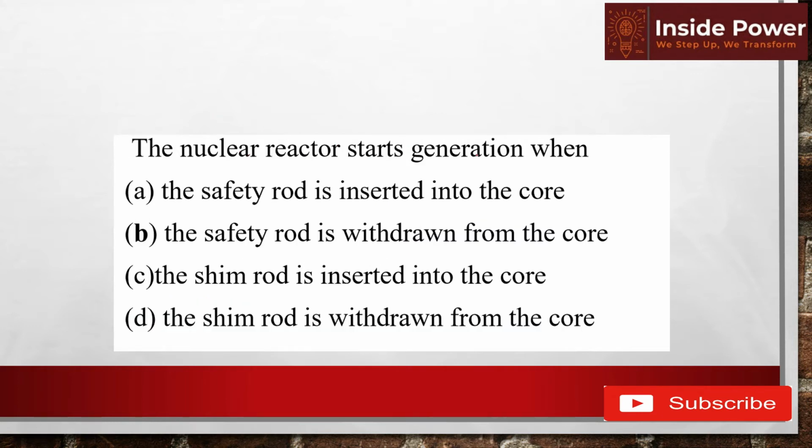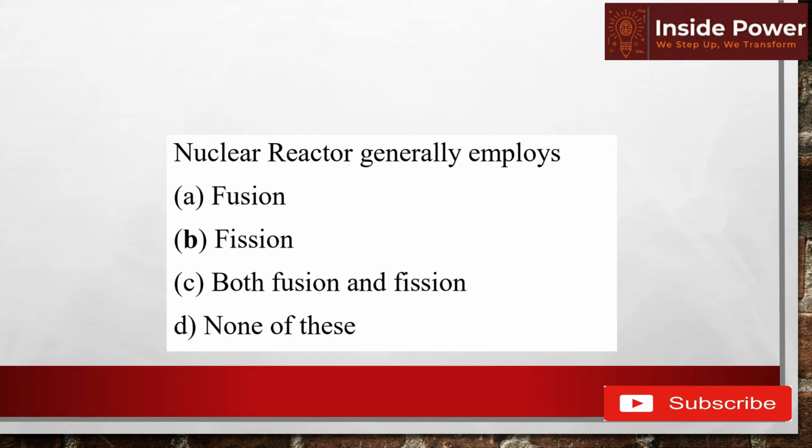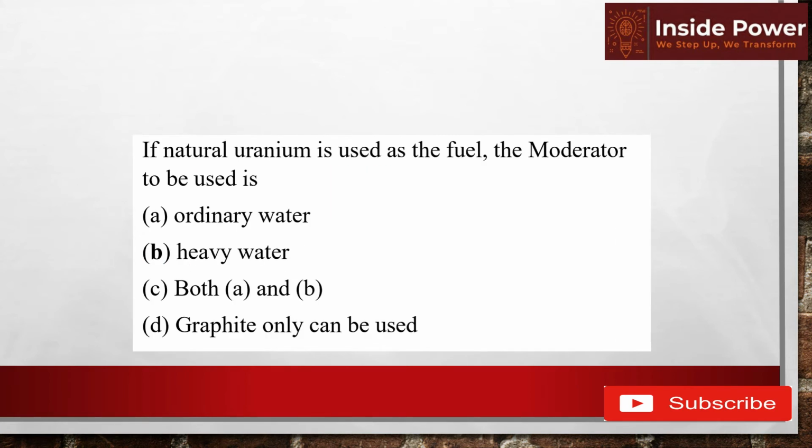Nuclear reactor starts generation when the safety rod is inserted into the core. No. Safety rod is withdrawn from the core. Yes. Then the chain reaction will start. Otherwise both the other options are not correct, because this option is the only correct one. Nuclear reactor generally employs fusion, fission, both fusion and fission, none of the above. So a nuclear reactor is generally associated with fission. So fission is correct.